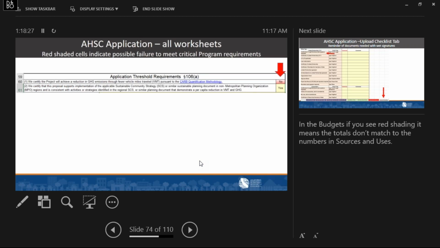Our AHSC application, so our threshold requirements, you'll notice here a completed CARB calculator tool or AHSC calculator tool is required for eligibility.